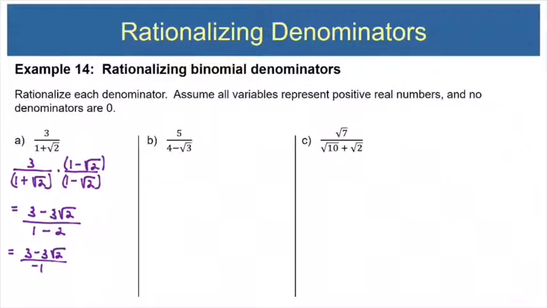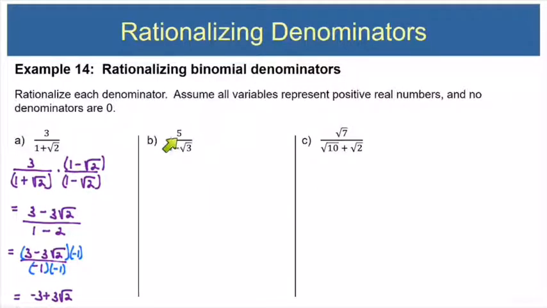Now in this case, because the denominator is negative 1, let's go ahead and multiply both top and bottom by negative 1. That's going to just change the signs. It's going to give us negative 3 plus 3 square root of 2 for the top, and it gives us positive 1 for the bottom, which we do not have to write.